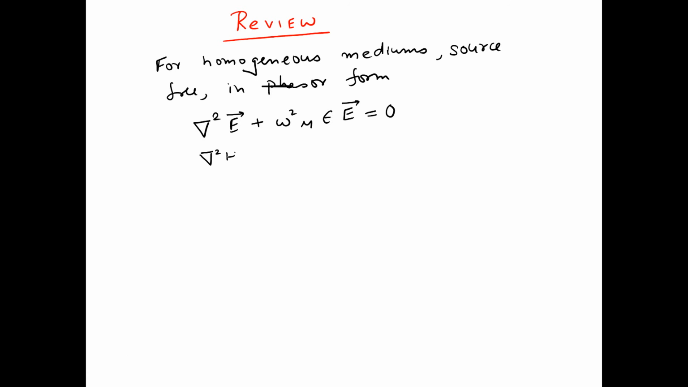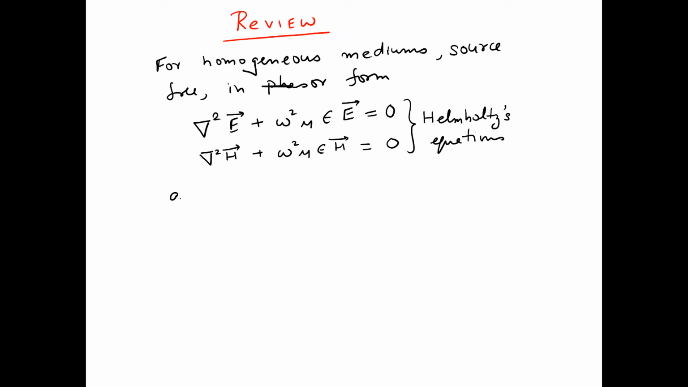del square H plus omega square mu epsilon H is equal to 0. These are what we have. These are named after the scientist Helmholtz. These are called Helmholtz equations.